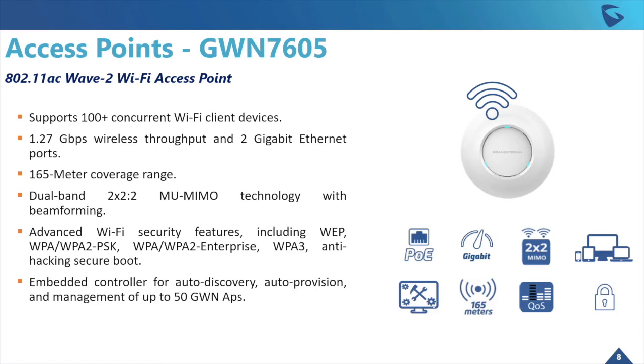GWN 7605 is a dual-band 2x2 access point and uses multi-user MIMO technology with beamforming, as we explained previously. The integrated user-friendly controller on GWN 7605 allows the management and provisioning of up to 50 GWN access points. As for all the GrandStream access points, this model is designed with anti-hacking secure boot, which is a security mechanism that allows the access point to boot using the integral software that is validated and authenticated with a unique digital certificate.